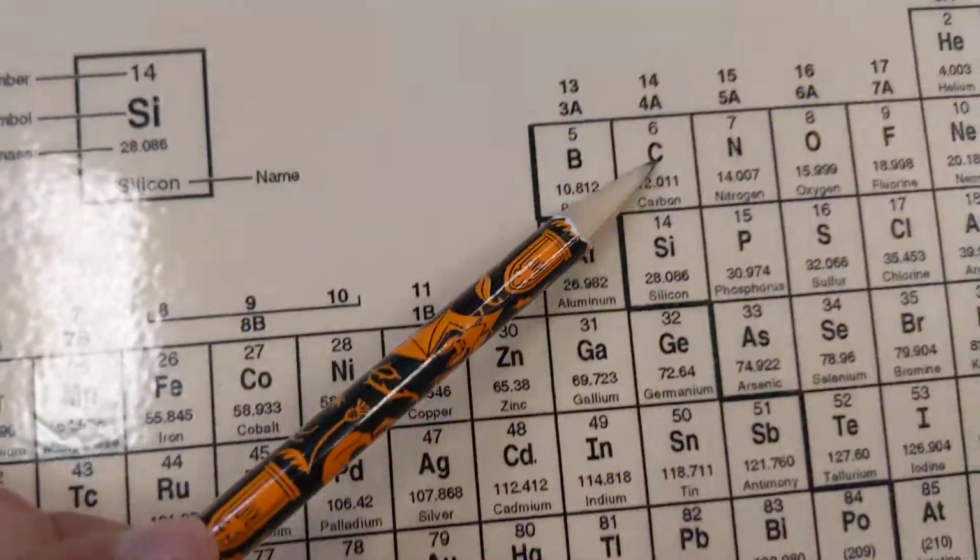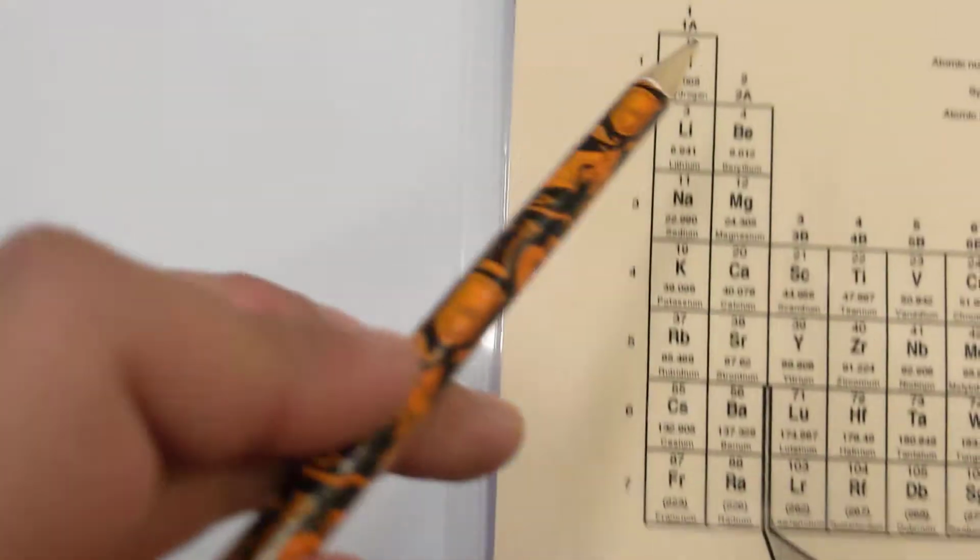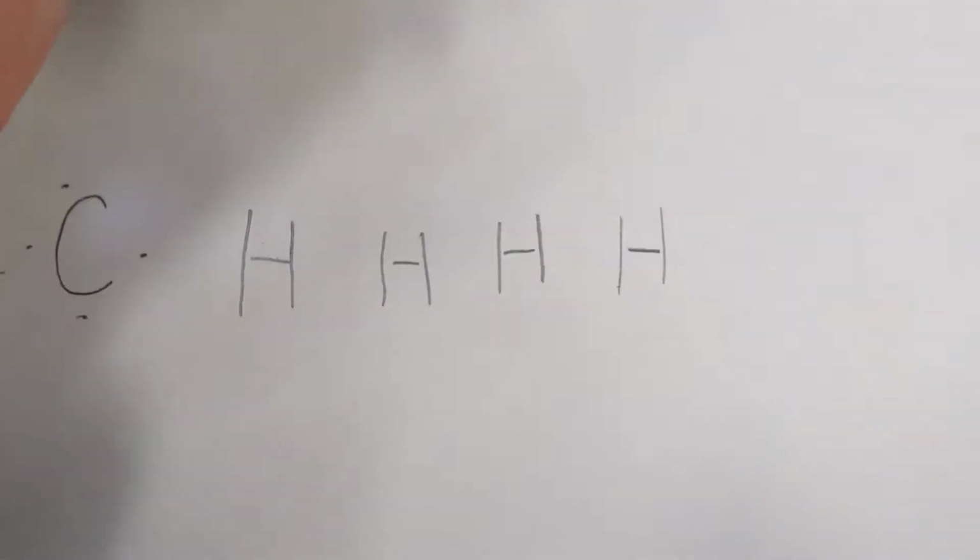Alright, next we're going to go on to CH4. So carbon is going to be over here, and it has 4 valence electrons. We're going to draw carbon with its 4 valence electrons. Then we're going to move on to hydrogen, hydrogen, hydrogen, another hydrogen. And they all have 1 valence electron, so we can call them 1. So I'm going to draw that real quick.